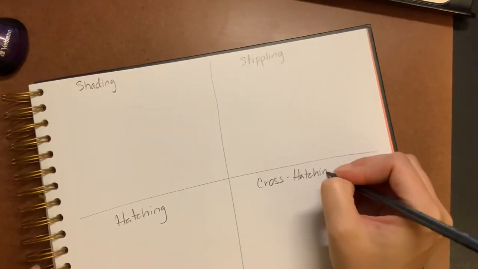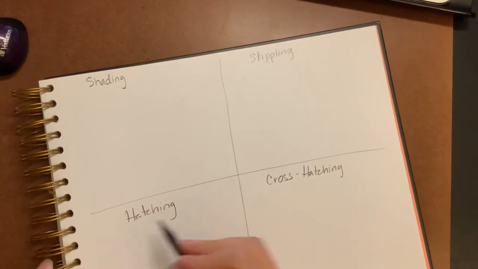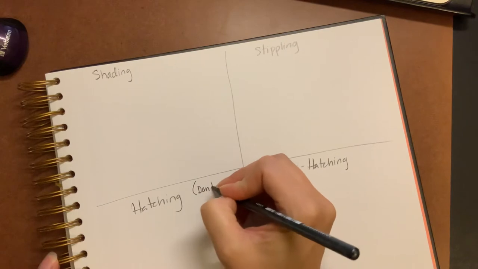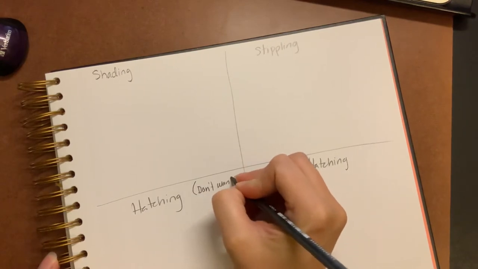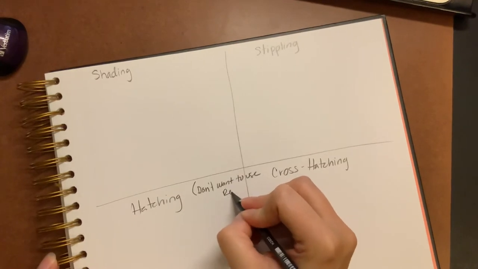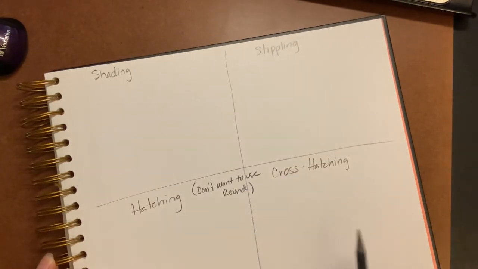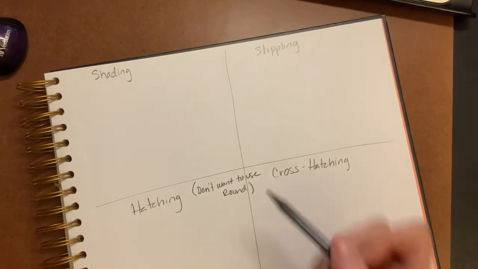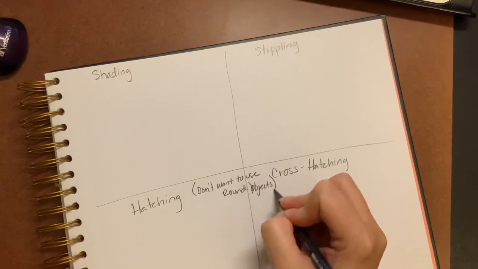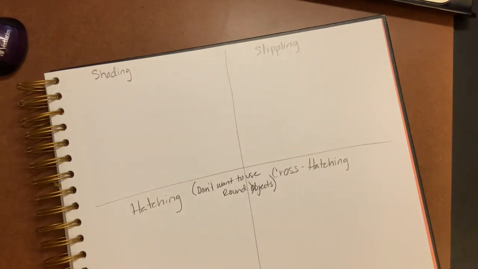You want to make sure that when you're doing hatching and cross hatching, you don't use rounded objects. It's just really hard to draw straight lines with rounded objects, okay? You're going to just make yourself upset for that, so don't even bother.